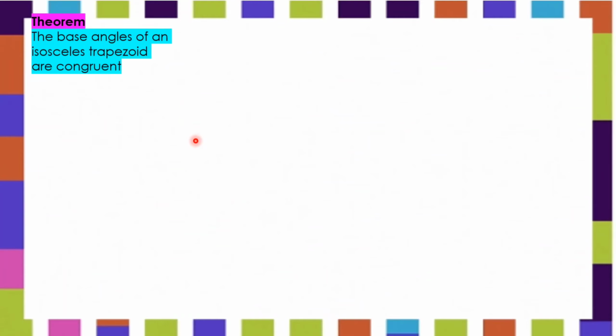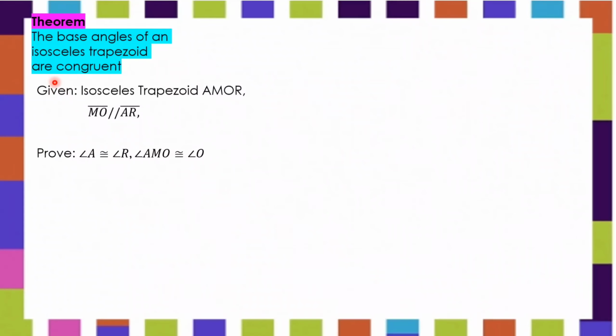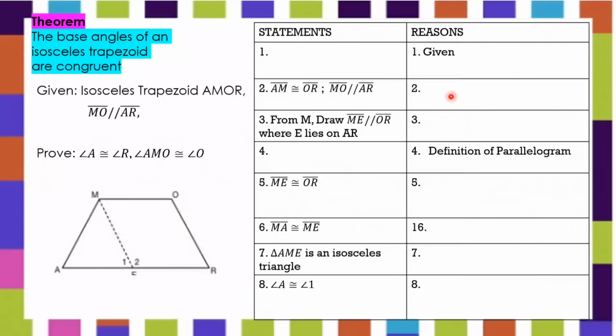So, again, for the theorem, you have the base angles of an isosceles trapezoid that are congruent. So let's consider this given figure. We are given isosceles trapezoid AMOR, this one, and that MO is parallel to AR. So we need to prove that angle A is congruent to angle R, and that angle AMO, this angle, is congruent to angle O. Okay, so let's have the proof. For number 1, we have given. So we all know that the given is isosceles trapezoid AMOR, and that MO is parallel to AR.